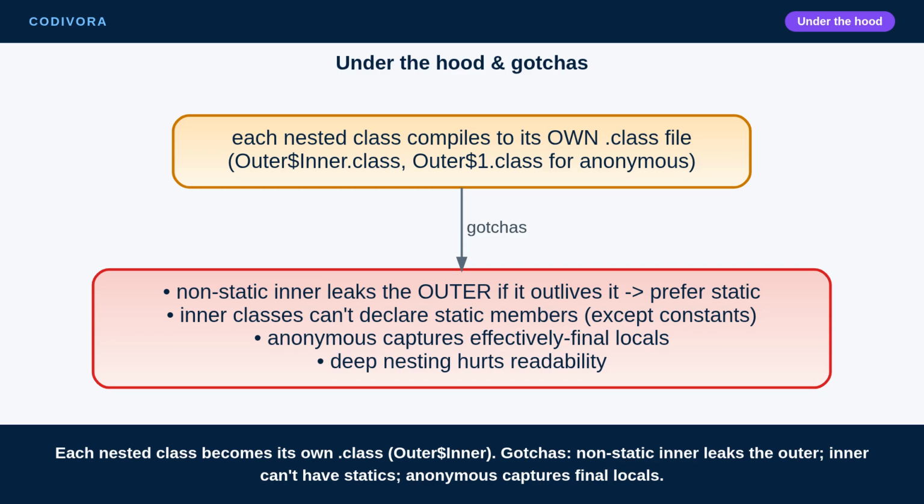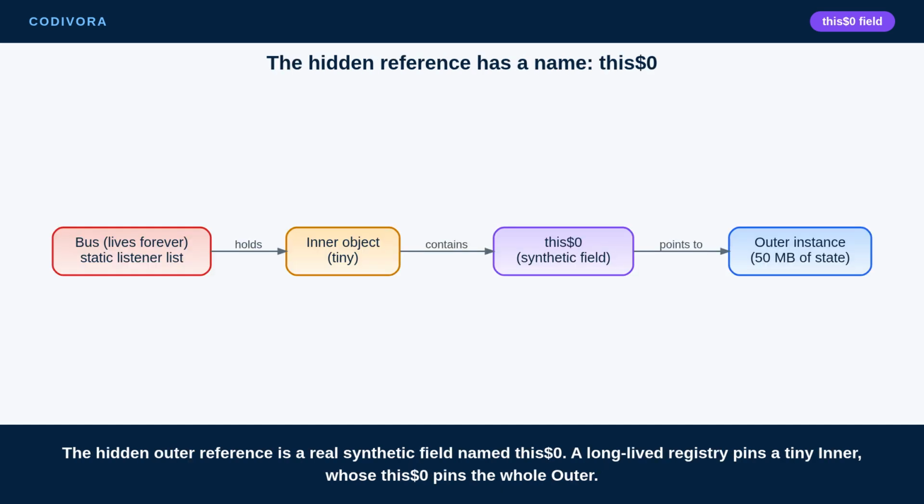Under the hood, each nested class compiles to its own separate .class file, named with a $, Outer$Inner, and anonymous ones get numbers like Outer$1. The gotchas to remember: a non-static inner class keeps its outer alive and can leak it, so prefer static nested. A non-static inner class can't declare static members, except constants. Anonymous and local classes can only capture local variables that are effectively final. And deeply nested classes hurt readability. Keep nesting shallow.